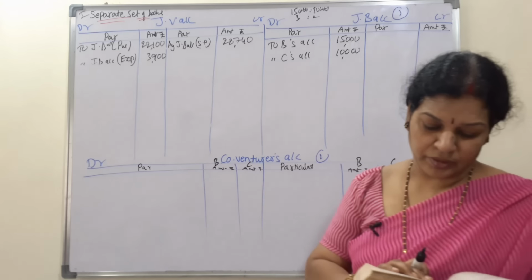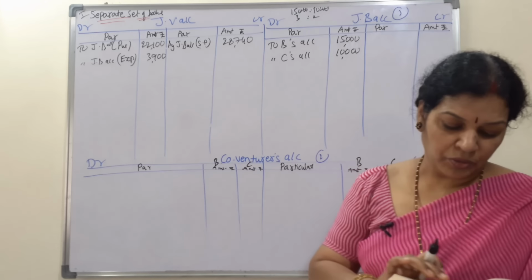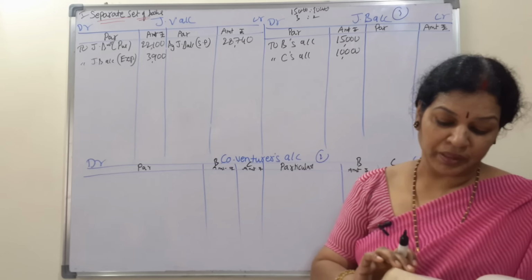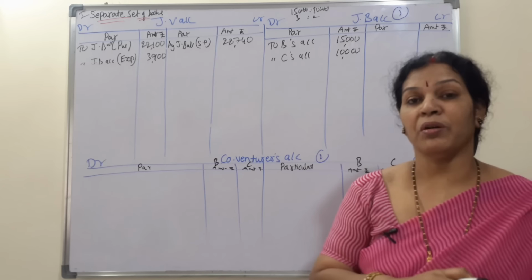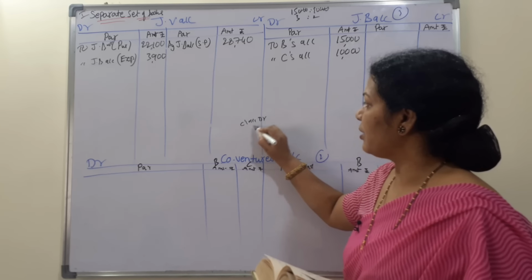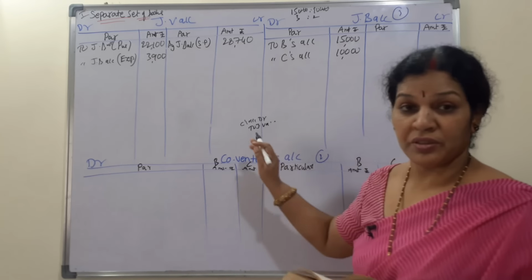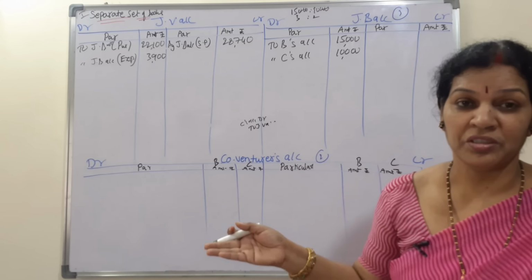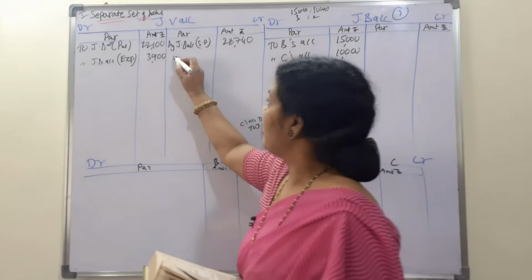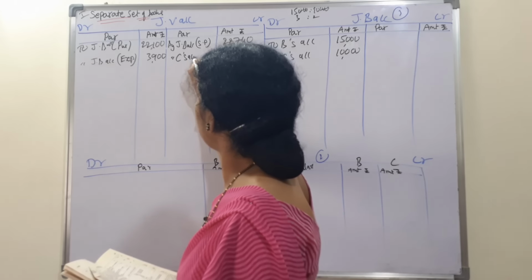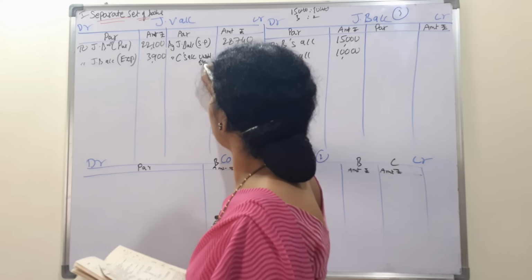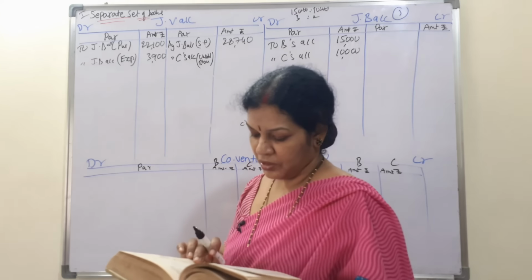After that, they decided to close the venture, and C agrees to take over the balance of timber unsold, 1,260. When C takes over the unsold stock, the entry will be C's account debited to joint venture account. He is the receiver, so C will be debited and joint venture is credited. So we say by C's account, unsold stock taken over, the cost being 1,260.